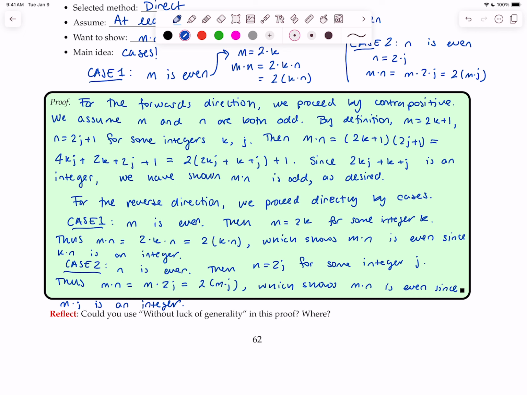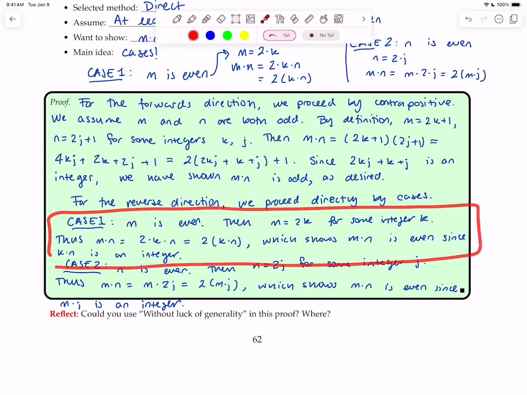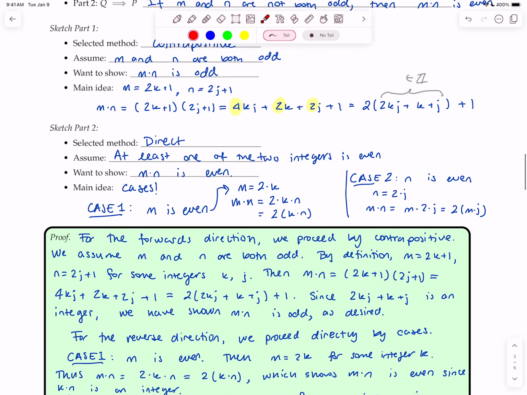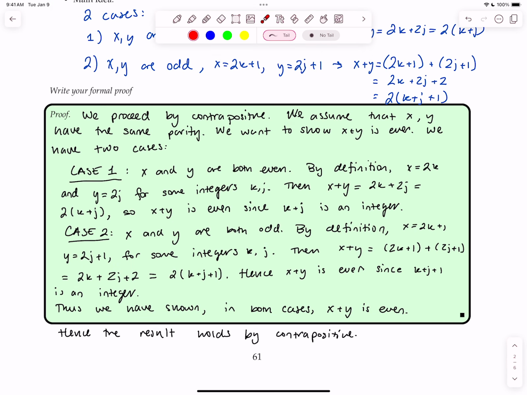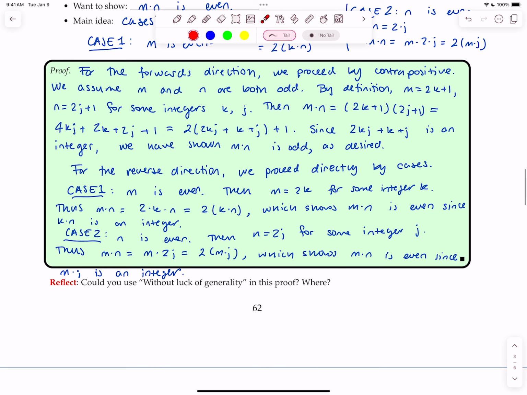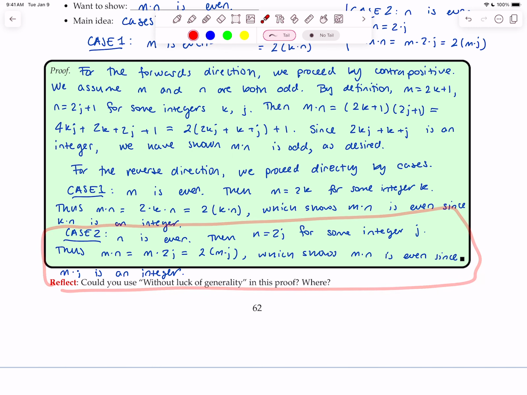Now we ask ourselves, are we allowed to use without loss of generality here for these two cases? Because these two cases look really, really similar, just like the last one. The last one we weren't allowed to because the equations look different. In this last one up here, the equations we ended up with had a 2k plus j, but this one has 2k plus j plus 1. So those are distinct because that plus 1 makes it different. Here, they are basically identical. If you took case 1 and everywhere you saw an m, you replaced it with an n, and everywhere you saw a k, you replaced it with a j, you would exactly get case 2. So this is a case where we are allowed to do it without loss of generality.